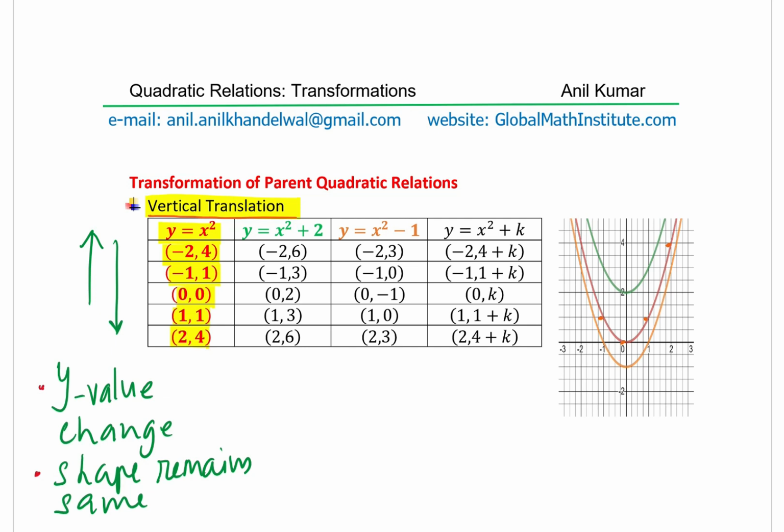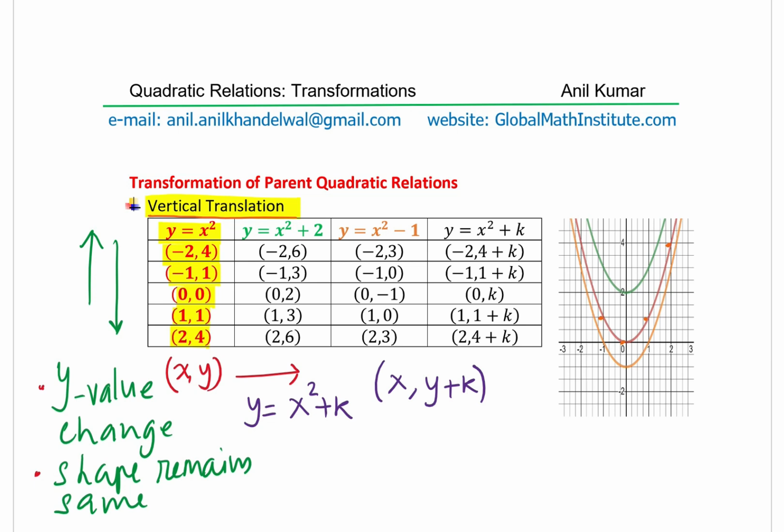So if, in general, I have a point on the graph as (x, y) and the transformation takes place, which could be written as y equals x squared plus k, in that case, the x values will remain the same, however, the y values will change by k. Well, if k is negative, this will be minus, right? Does it make sense to you?